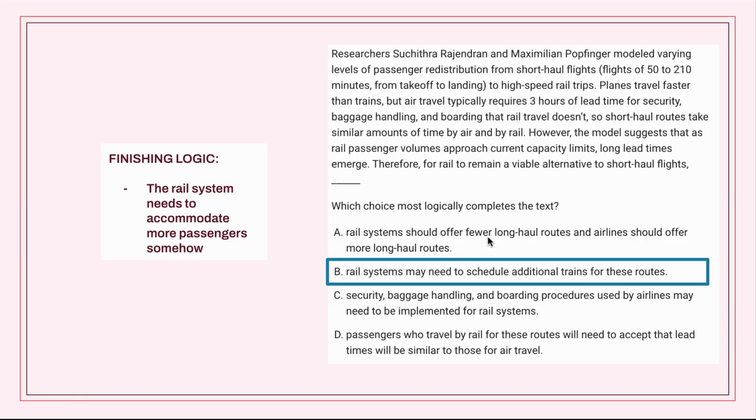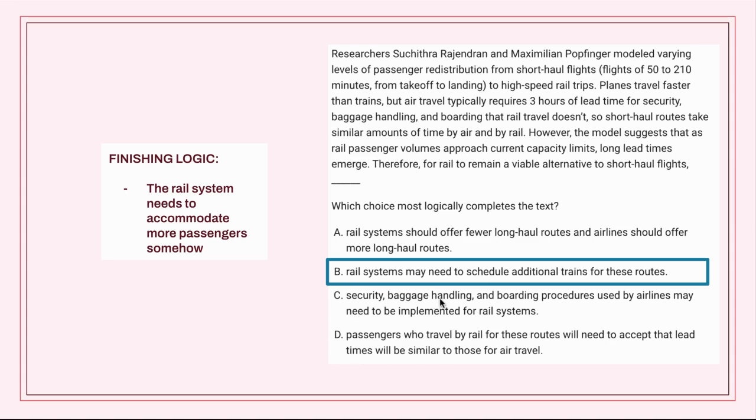A, rail systems should offer fewer long-haul routes and airlines should offer more long-haul routes. We're not talking about long-haul routes. This passage is about short-haul routes. We don't know anything about long-haul routes or longer travels, so we can't really say anything about them. Also, it doesn't really make sense because the railway system can't make the airlines do anything. I think this is just talking about what the railway can do to still be a good alternative. They can't control the airline. They can't tell them to do whatever this is. So this doesn't really make a lot of sense.